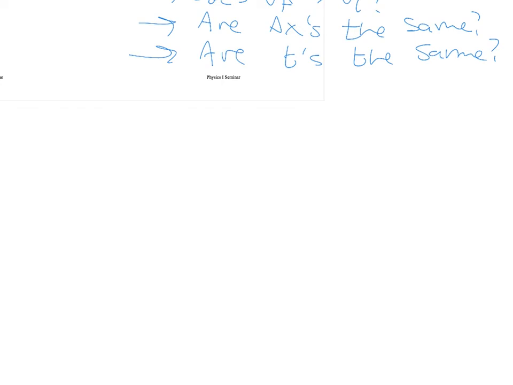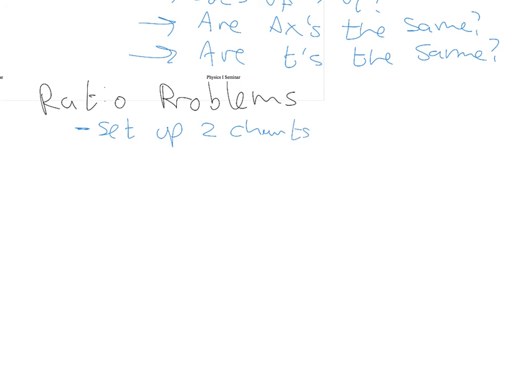The last thing, and I realize it wasn't in your printed outline, is this idea of ratio problems, and it kind of goes along with complex kinematics. These are the situations where initially it's v and then it becomes 2v or 3v. Just some things to consider with these. All right, set up two charts. We have our old or original and our new situation. So set up a chart for each.